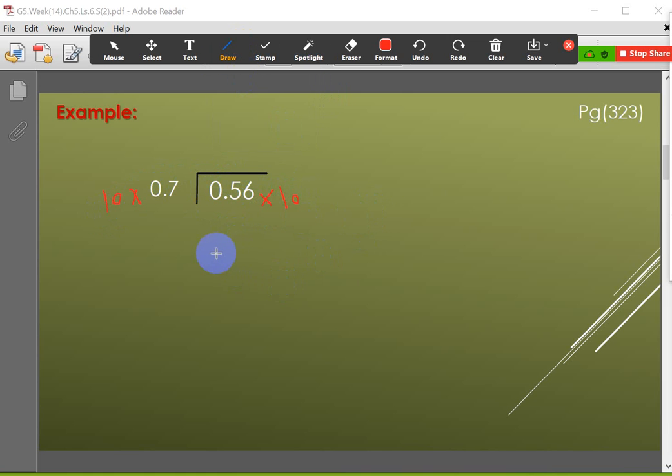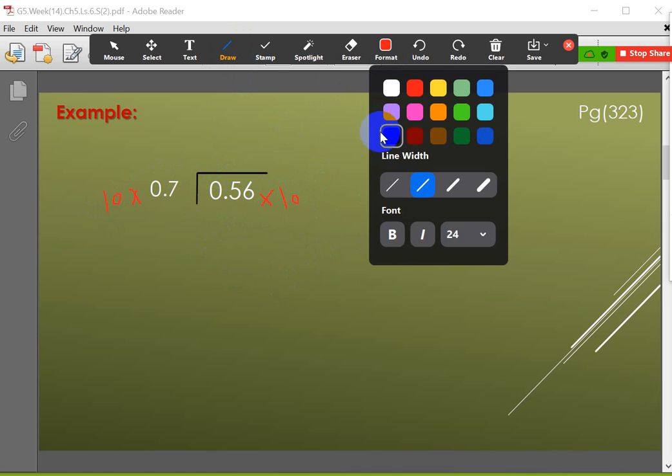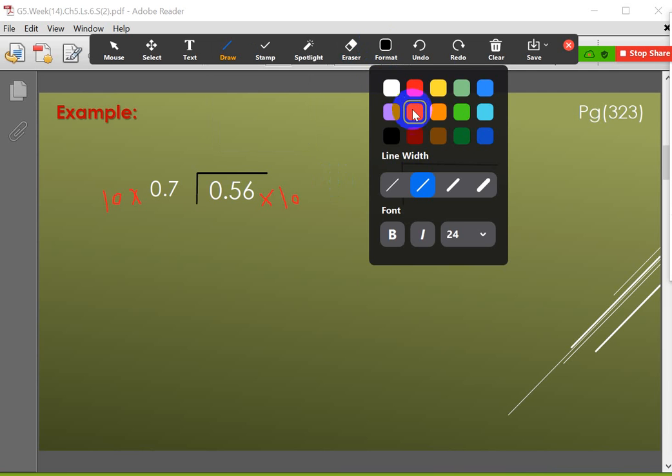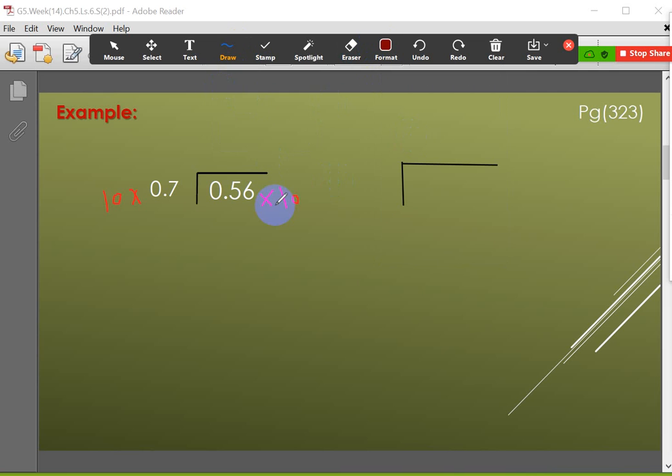Okay, now let's see the division. I will write it here. The divisor will be 7, and the dividend will be what? I have to move the decimal point to the right only one digit, so it will be between 5 and 6. That means it will be 5.6.